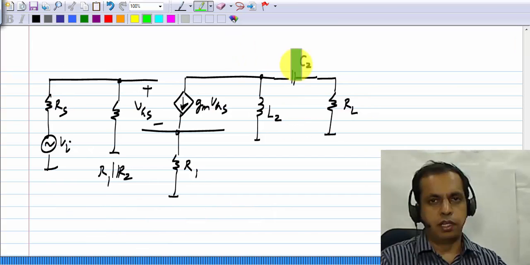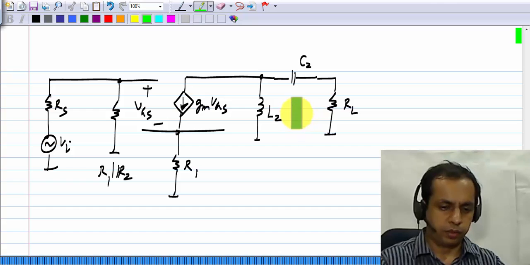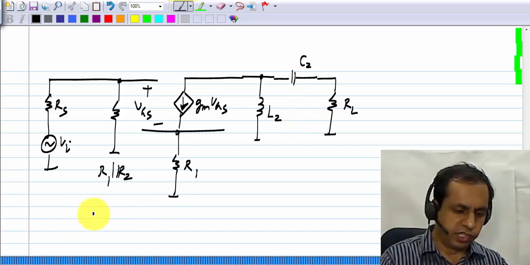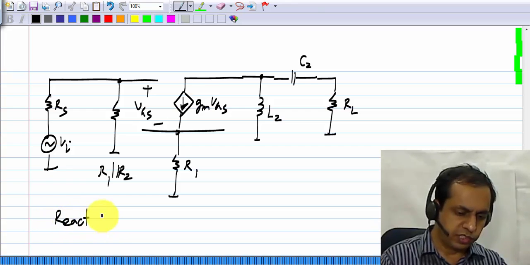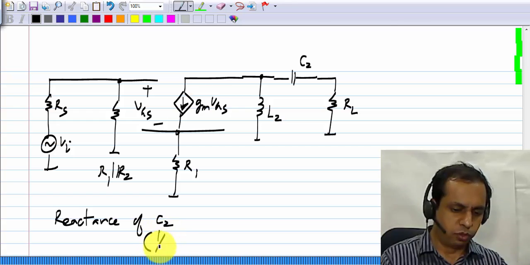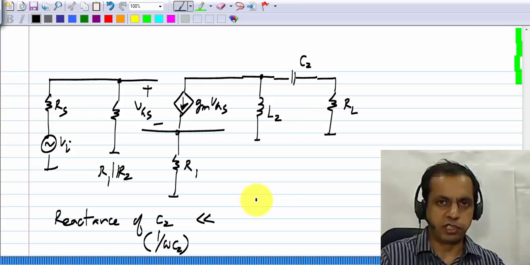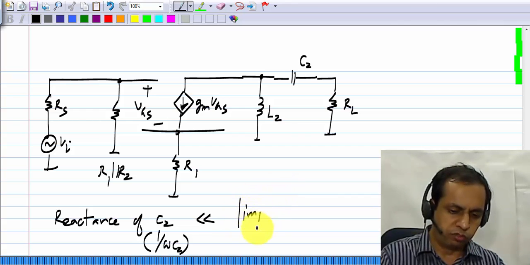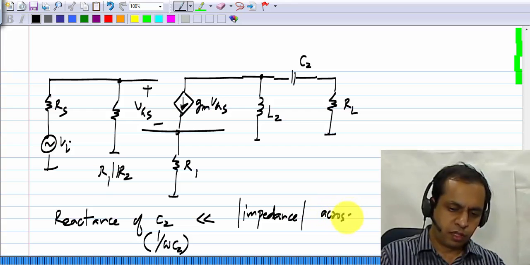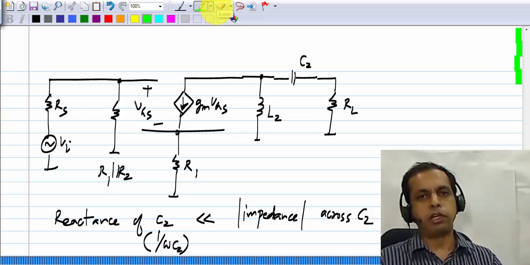Now let's see how to evaluate the constraint on C2. How do you choose C2? The reactance of C2 at the signal frequencies, which is basically 1 over omega C2, must be much smaller than the impedance that appears across it. I really mean the magnitude of the impedance that appears across C2. This is something familiar to us.